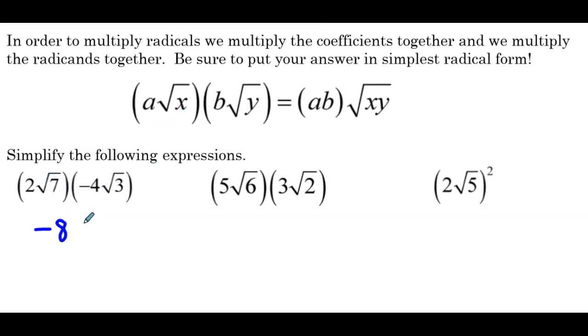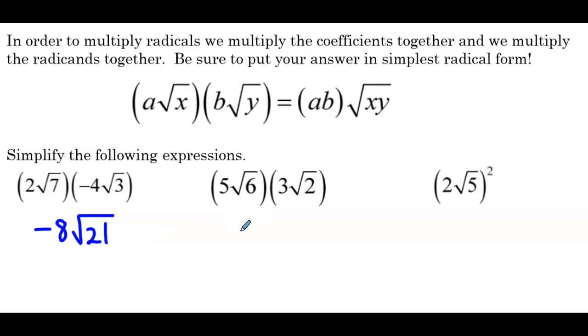Negative 8 times the square root of 7 times 3 is 21. Now we have to check that our radicand cannot be simplified any further. So running through the factor pairs of 21, we'd have 1 and 21, 3 and 7. 1 is a perfect square, but that factor pair doesn't help us simplify any further, and for 3 and 7, neither of those factors are perfect squares, so this is simplest radical form.